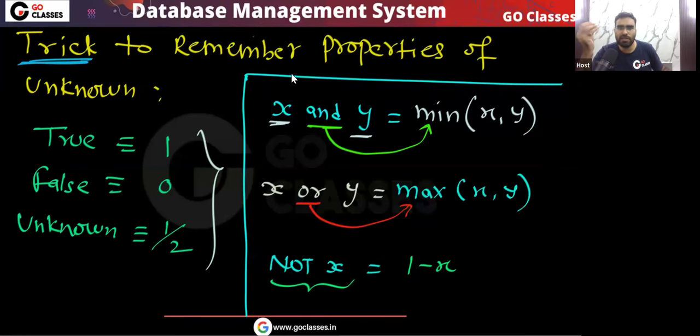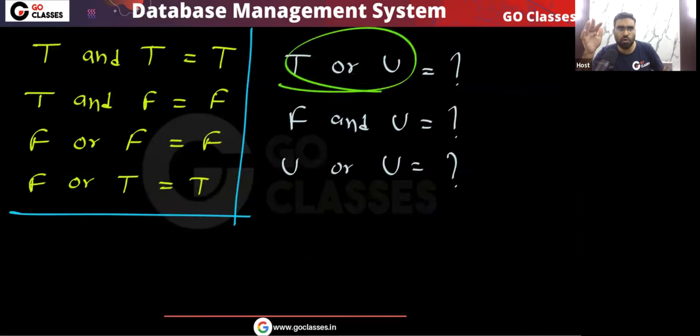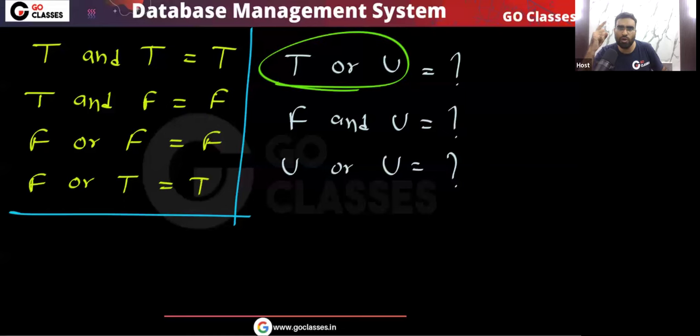Actually, let me tell you, this is just a trick. All the combinations are already defined. For example, what is true or unknown, false and unknown. These are already defined, and we cannot do anything about them. Who decided what will be true or unknown? SQL decided what this value will be. So remember, these are defined, but to remember them, we have a trick.